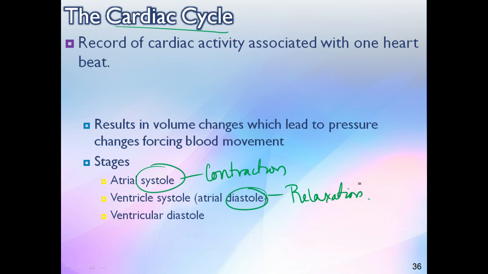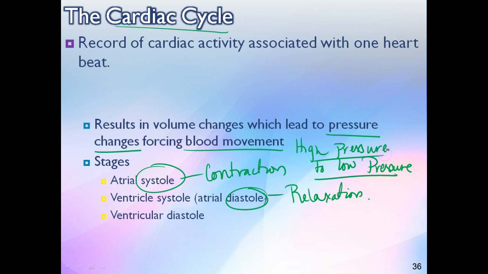Now, what we're going to see is the whole contraction and relaxation of the heart is going to result in pressure changes. And these pressure changes are important because they are what direct blood to flow. So blood moves throughout the body from areas of high pressure to low pressure. And in the heart, this is true unless there's a valve in the way preventing it.